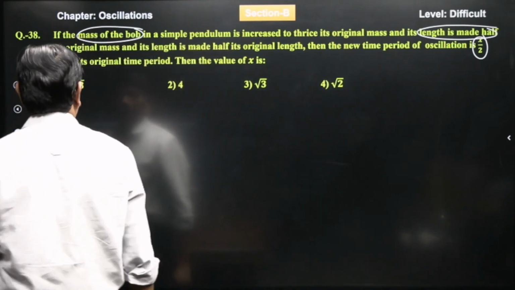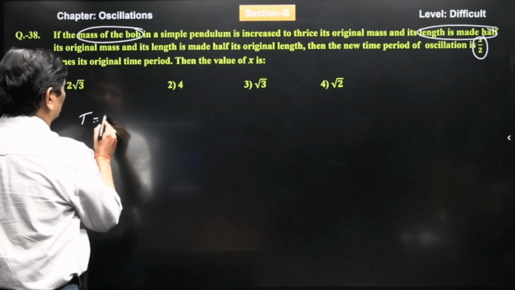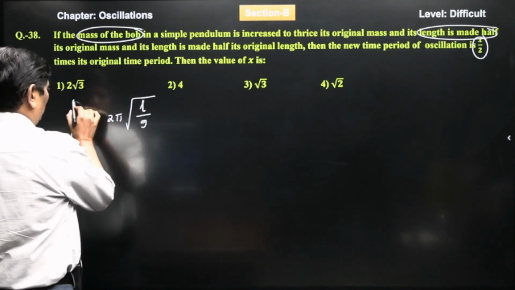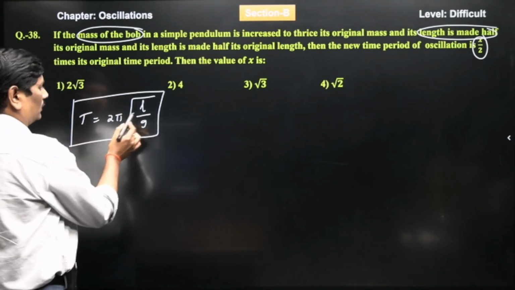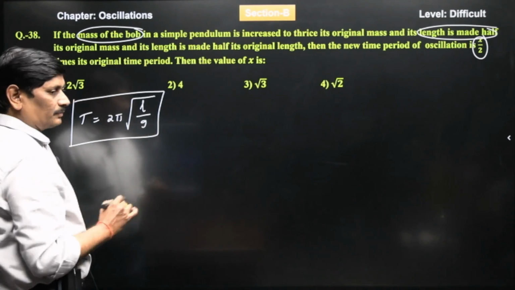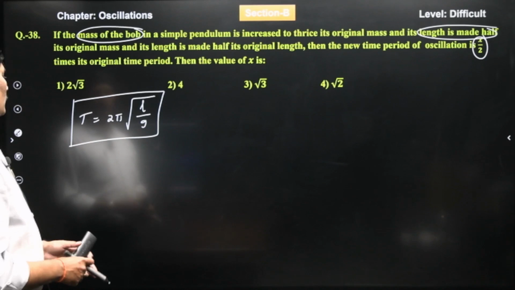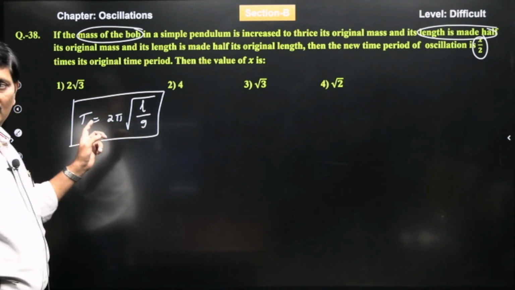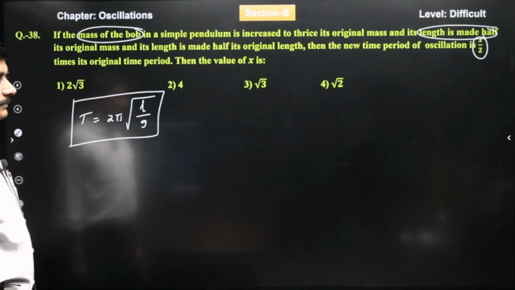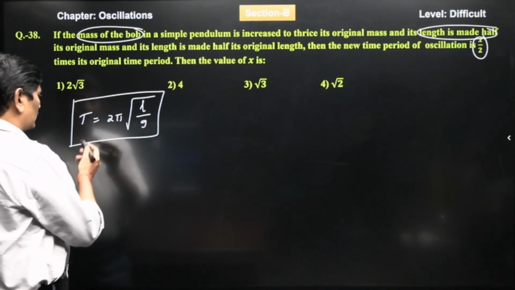When we see the time period of a simple pendulum, T is equal to 2 pi into square root of L by g. From this expression, time period is dependent on the length of the pendulum and on acceleration due to gravity, that means the place where that pendulum is oscillating. There is no mass of the bob in the time period expression, so it is independent of mass. That is the law of masses in case of a simple pendulum.